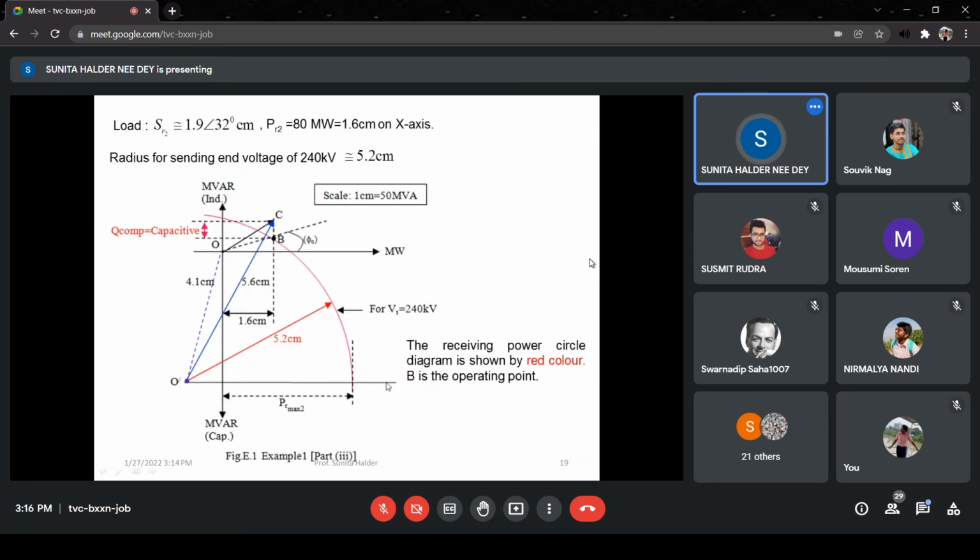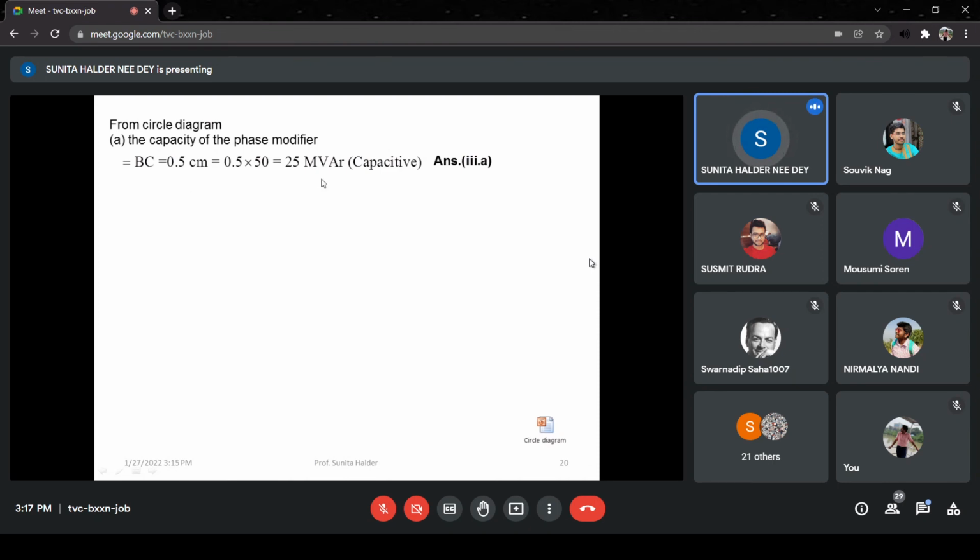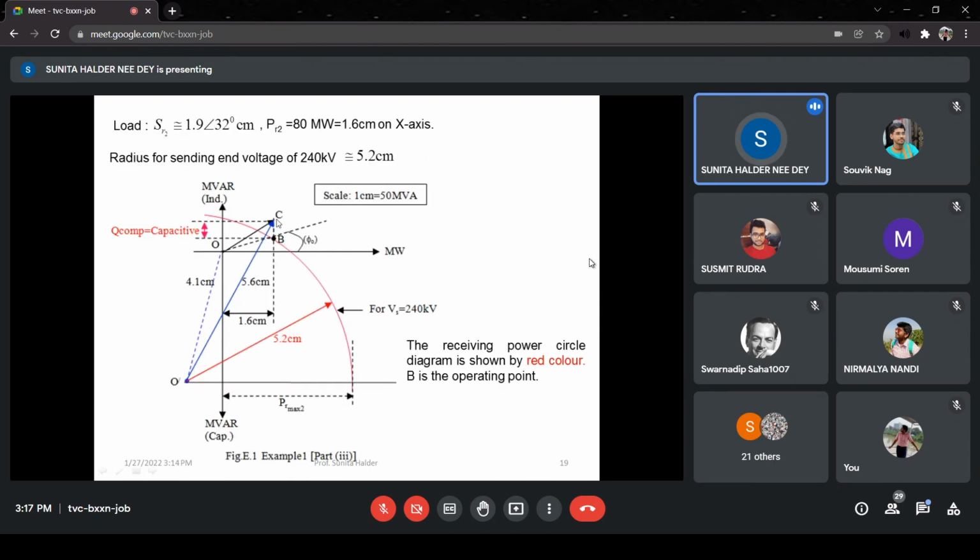In terms of centimeter. Now you see when we draw it, you will see the operating point B, and C is the required load. But C is not on the operating point, not on the power circle diagram. B is on the power circle diagram. So BC will be the compensation required, and from the circle BC is the capacitive compensation. In that way we have to calculate the capacitive compensation, and since it is reducing the inductive part, it means it is capacitive compensation.